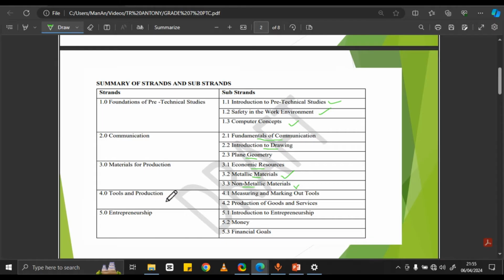Again, you also learn the tools for production. You'll understand what are measuring and marking tools. You'll also understand how to use those marking tools and measuring tools to measure different physical quantities, etc. You learn the production of goods and services. You'll understand what is a good, what is a service. And the last strand will be entrepreneurship, where you learn the introduction to entrepreneurship. You learn about money. You also learn about financial goals.